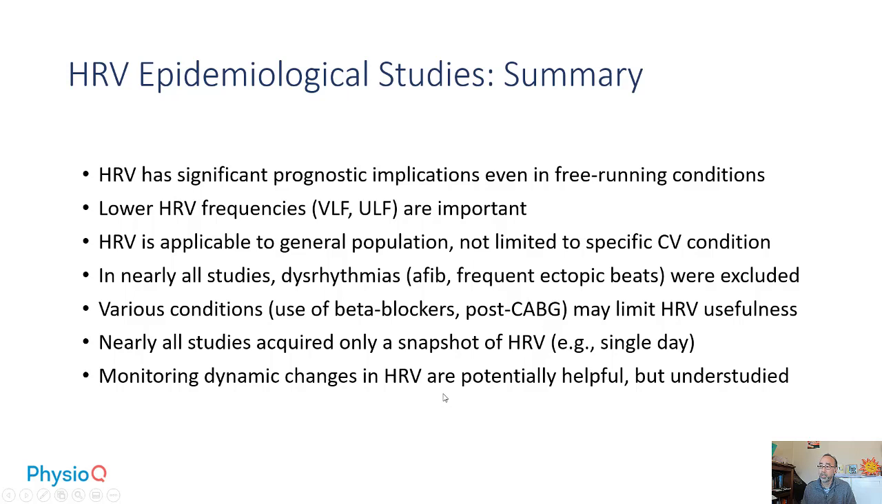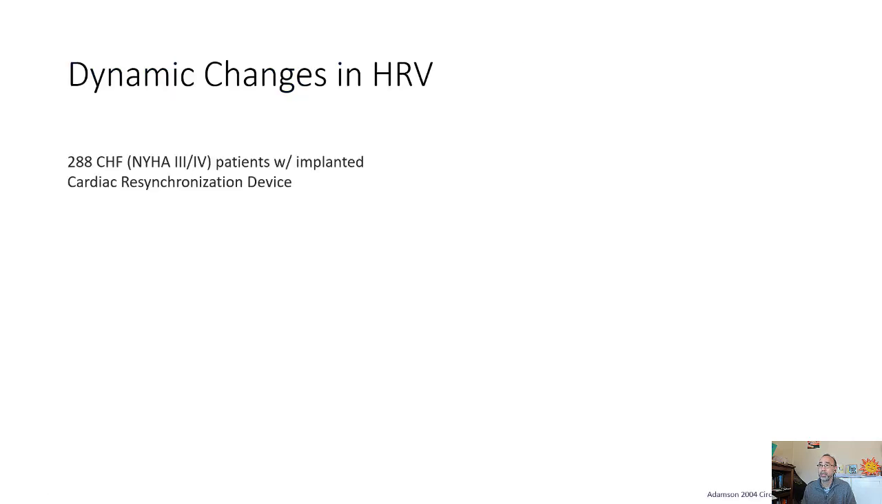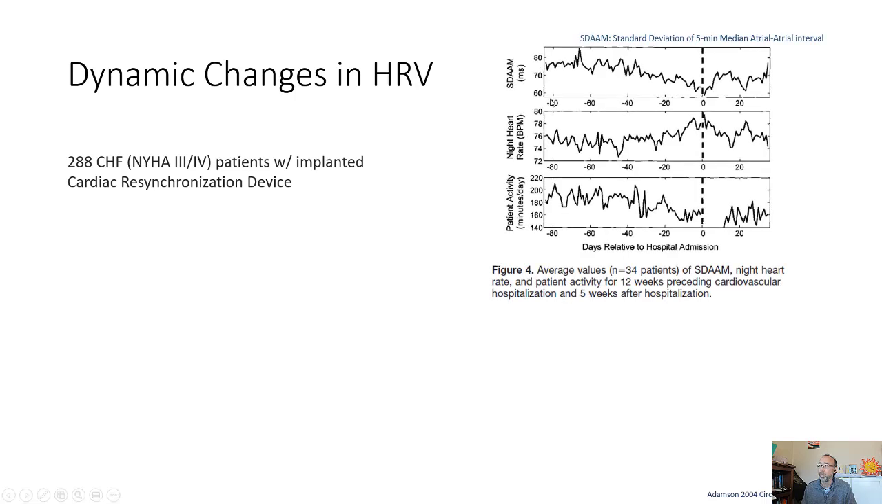And monitoring dynamic changes in heart rate variability is potentially helpful, but understudied. And this is an example of where the dynamic changes can really be important. This was a study done by Adamson in 2004 and took 288 CHF, congestive heart failure patients who had very advanced congestive heart failure. They had an implanted cardiac resynchronization device, and this device is able to track the atrial beats and to see if there was an actual normal sinus rhythm.